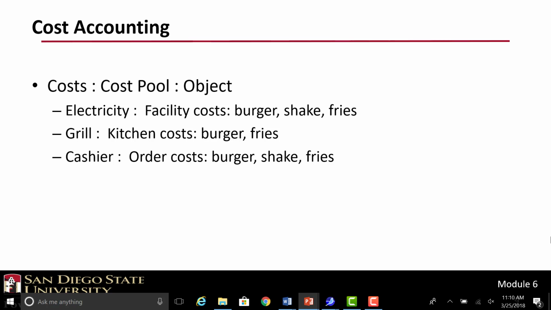And what about the grill? So the grill we could group into a cost pool called kitchen costs. And then we could allocate those kitchen costs to things like burgers or fries or whatever they might be that we make in the kitchen. And then lastly, we think about the costs associated with the cashier. And maybe we lump that into a cost pool called order costs. And then we allocate order costs to each burger, shake, and fries.